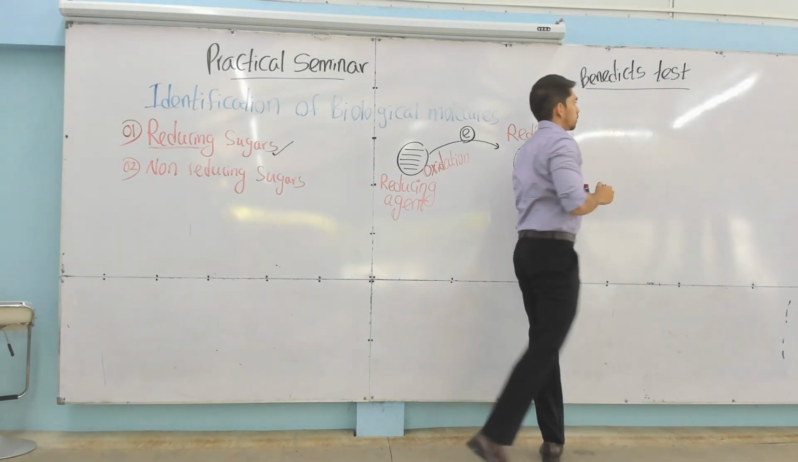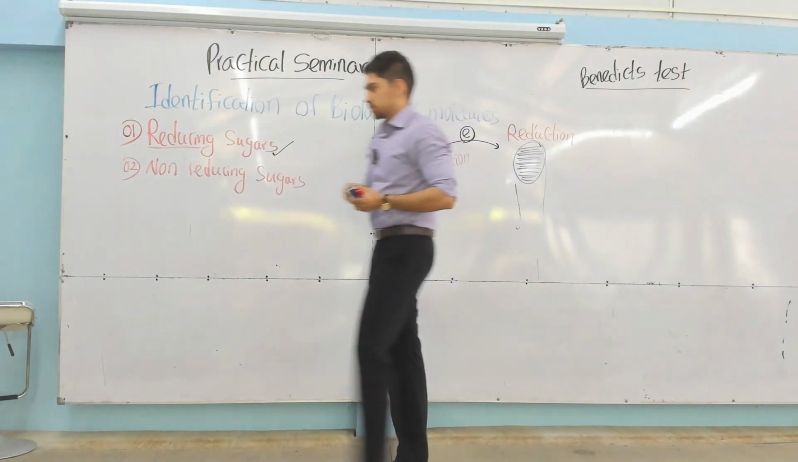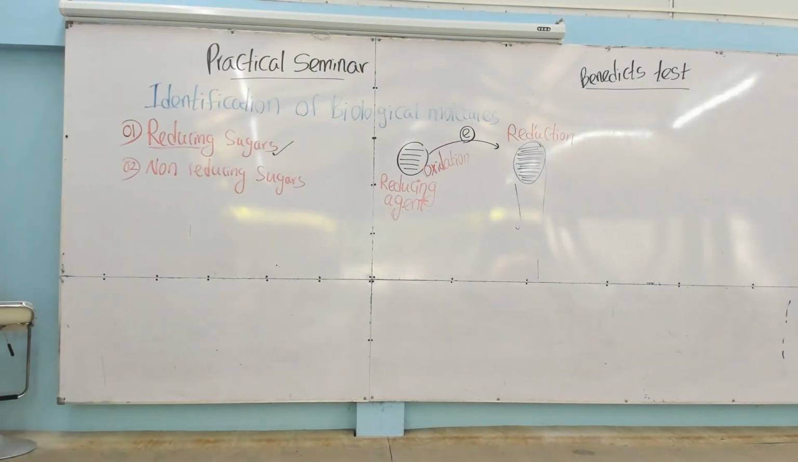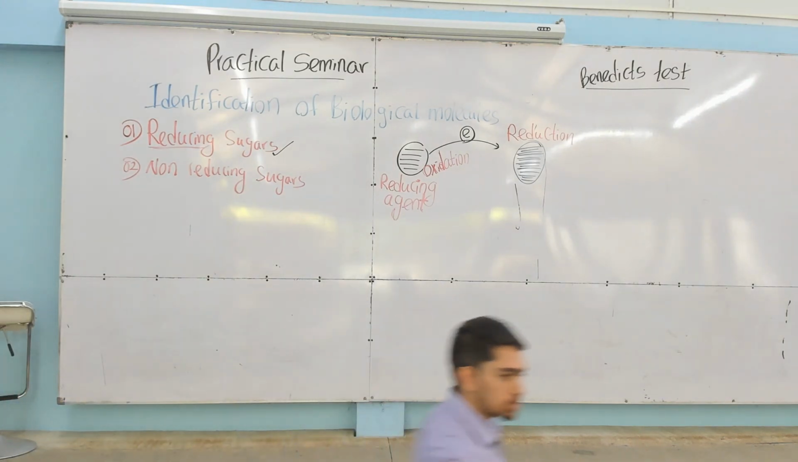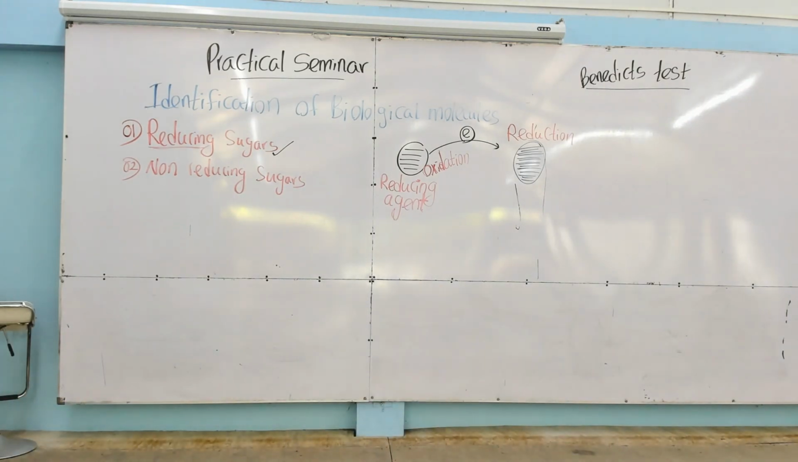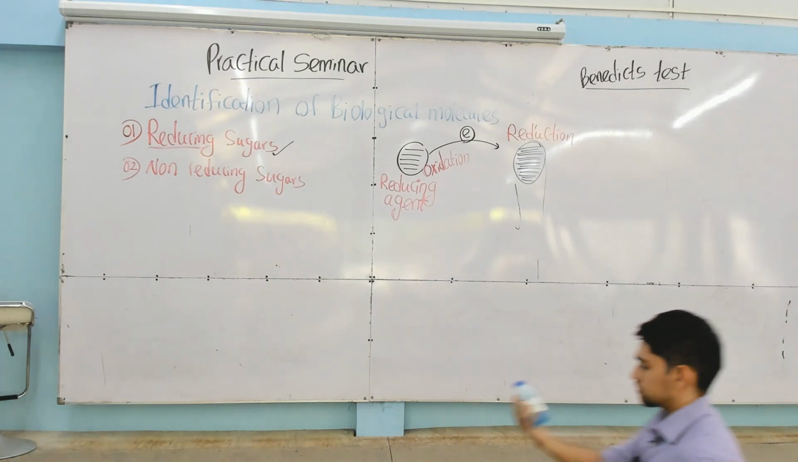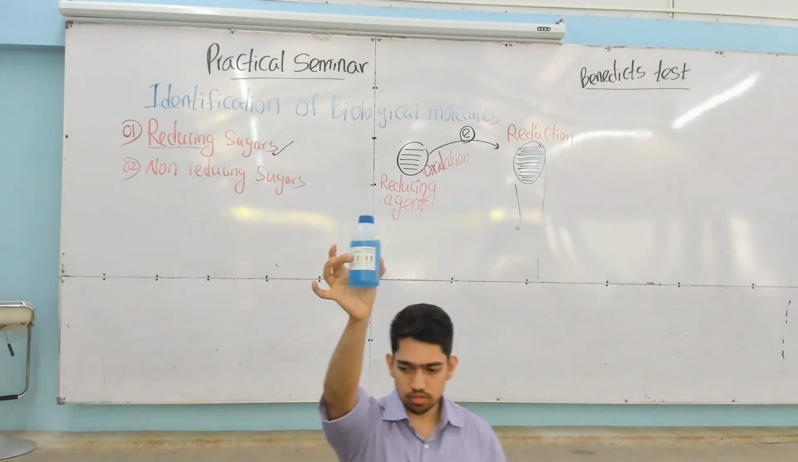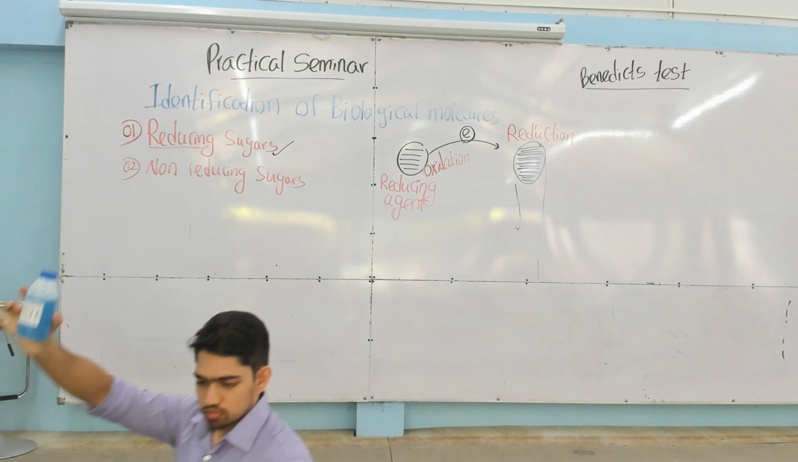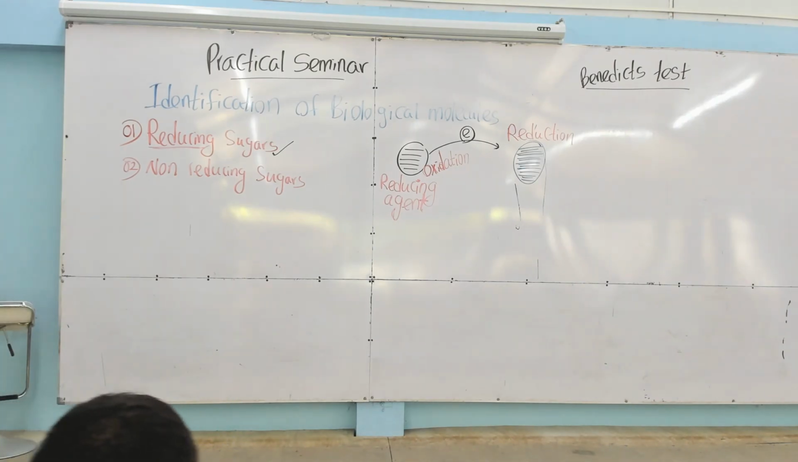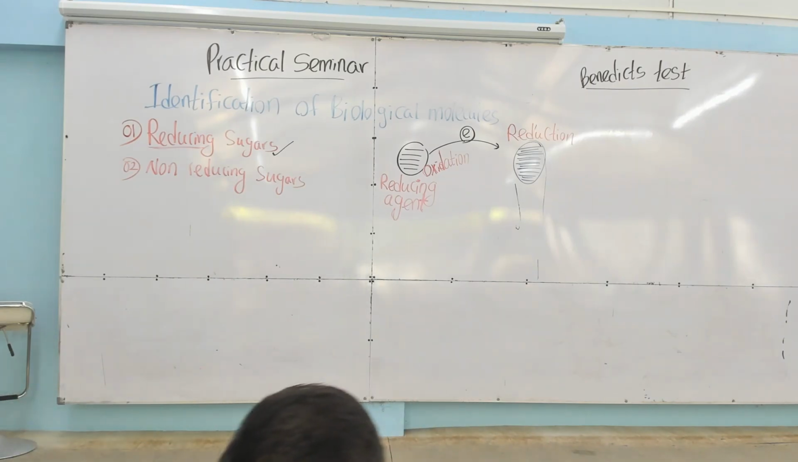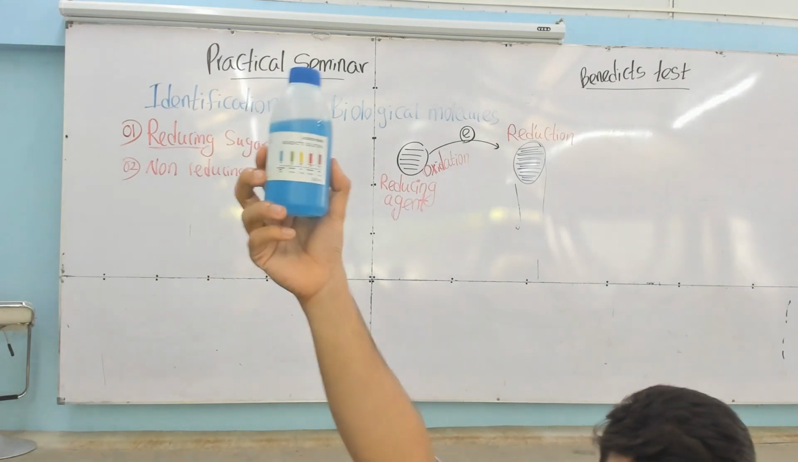So what do you have in the Benedict's reagent? What do you think you have? Something that should react with a sugar that is giving an electron. This is the Benedict's reagent. Okay? Online people? You can see, right? Slightly reflecting, I know. Yeah, I'll try to write bigger. This is the Benedict's reagent.